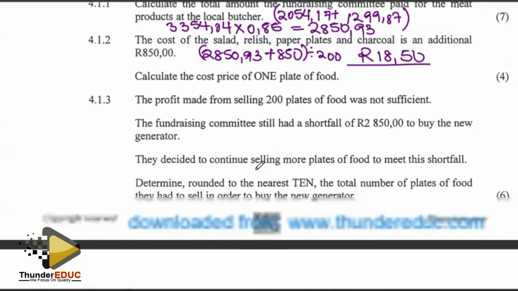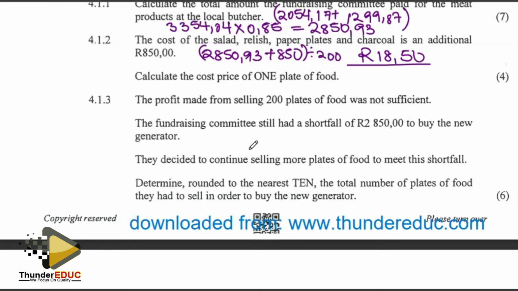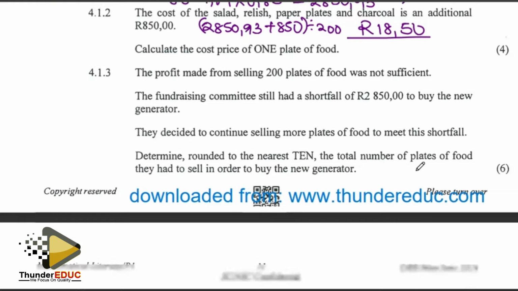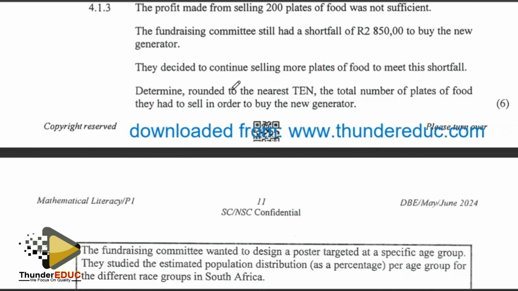18 rand 50 cents. So question number 4.1.3, the profit made from selling 200 plates of food was not sufficient. The fundraising committee still had a shortfall of 2,850 rand to buy a new generator. They decided to continue selling more plates of food to meet the shortfall. The time rounded off to the nearest 10. The total number of plates of food they had to sell in order to buy a new generator.